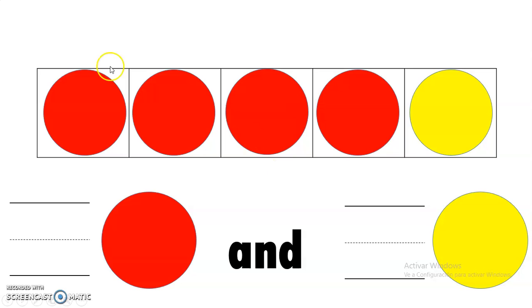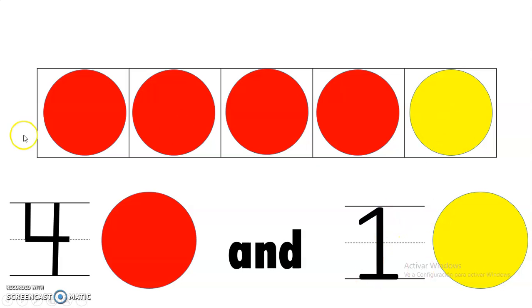Vamos a ver. So how many red counters does Mr. Lester have? Let's count them. 1, 2, 3, 4, and only 4 red. Let's write the number 4. And if I had 4 red counters, how many yellow ones does Mr. Lester need to make 5? What do you think? Si yo tengo 4 de estas, mi amor, ¿cuántas más necesita Mr. Lester para hacer 5? So, only 1 yellow.